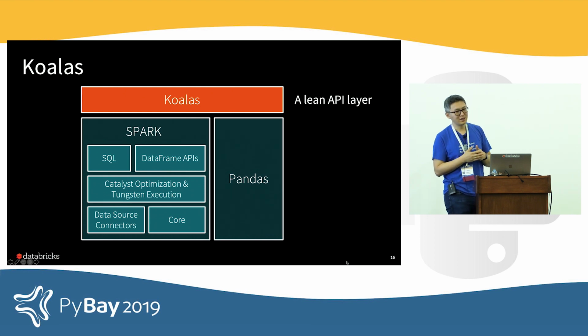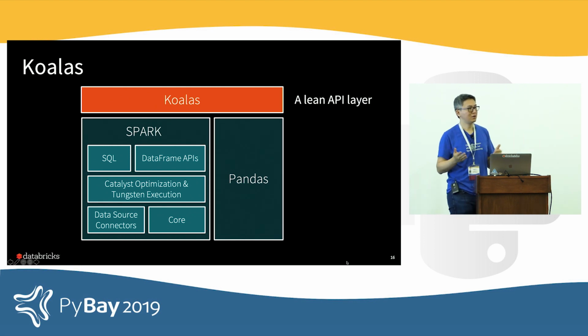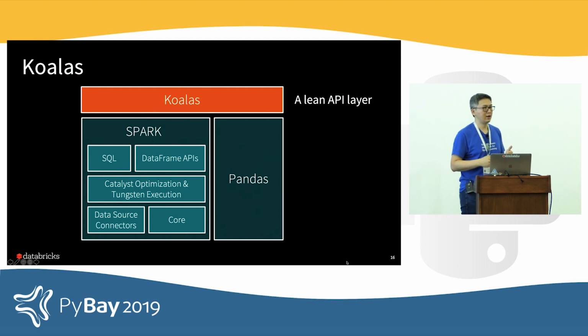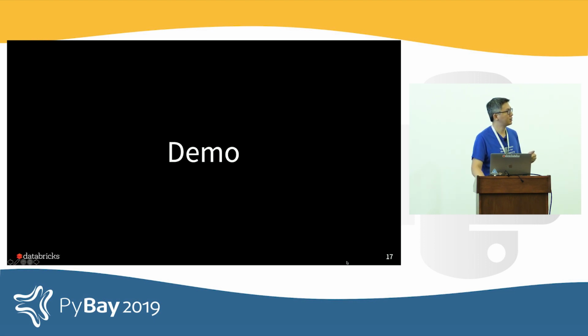So here, Koalas basically helps you by implementing the Pandas API to make it more scalable for big data. Also, in the API layer, we don't have execution logic, so it's very lean. We can move very fast, and the release speed is very fast.